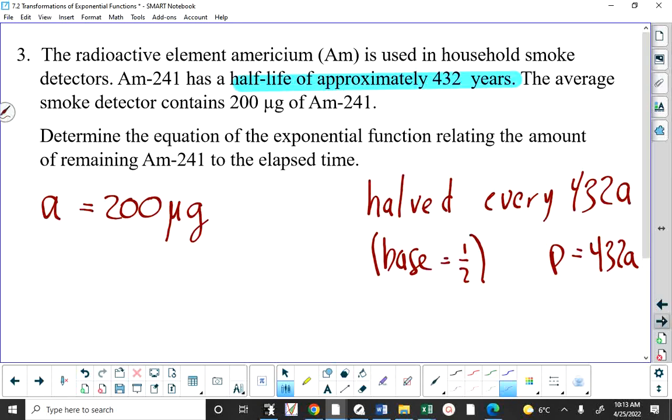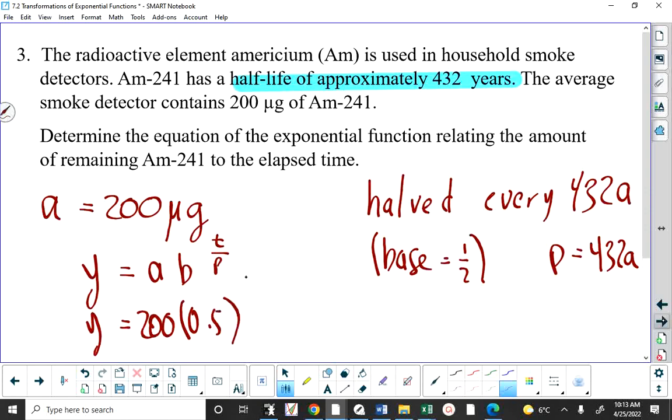All we have to do is put those numbers into that formula. The amount of americium 241 that remains is the initial amount times the base raised to the T over P. So we'll have Y equals 200 times 0.5 raised to the T over 432.